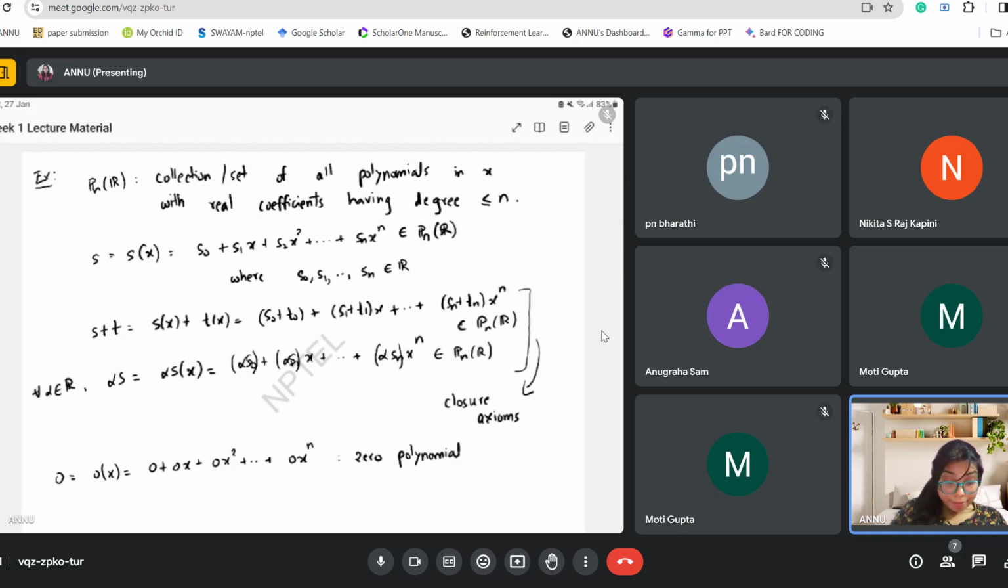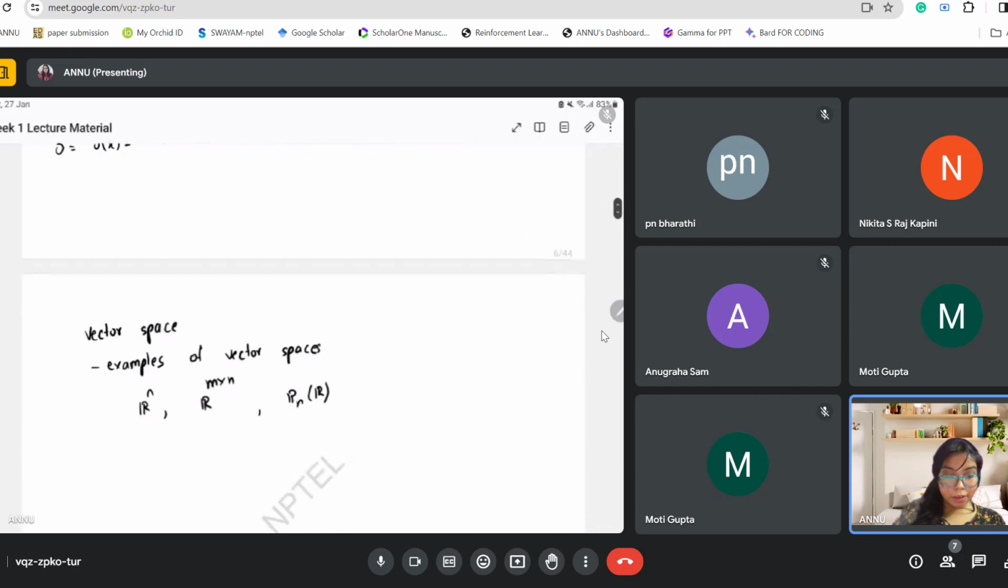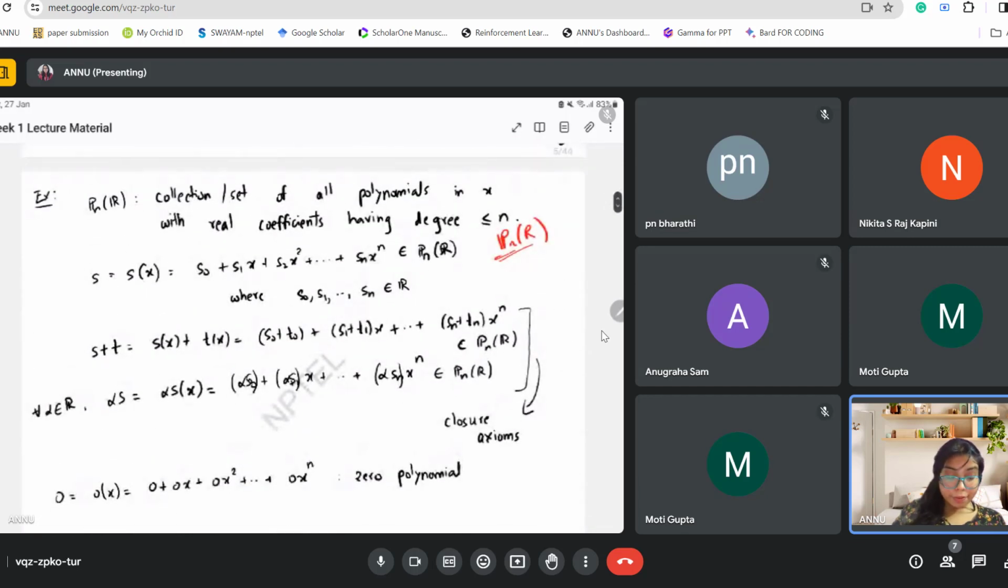So if you add any two elements belonging to this particular set, then that will also belong to Pn of R, because that is again a real number. If you sum two real numbers, you again get a real number, and it will also be in the form of a polynomial. So it will belong to that particular polynomial set. So it is also one example of a vector space.